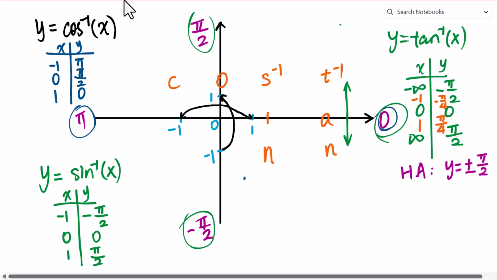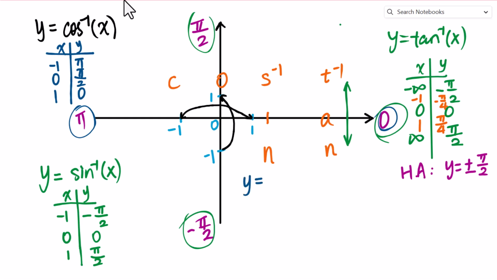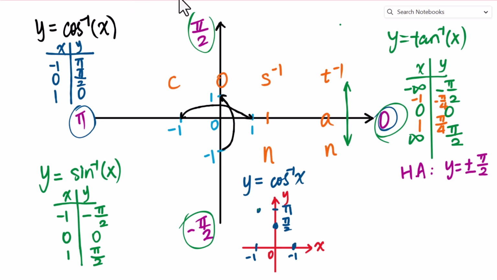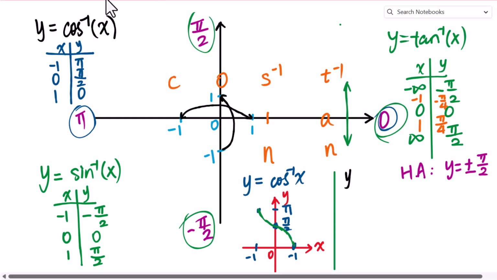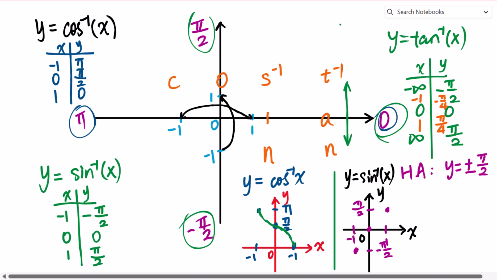Now let's sketch the graph separately. Y equals inverse cosine of x. So we got these 3 points. Then we can sketch the graph like this. For y equals inverse sine of x, we got these 3 points. Sketch the graph like this.